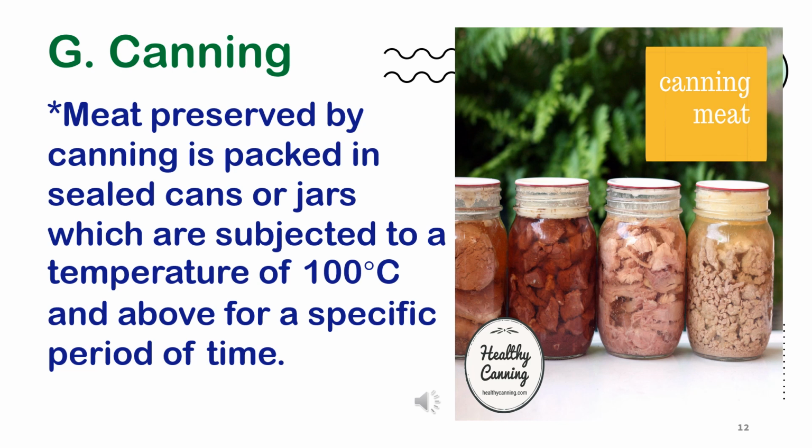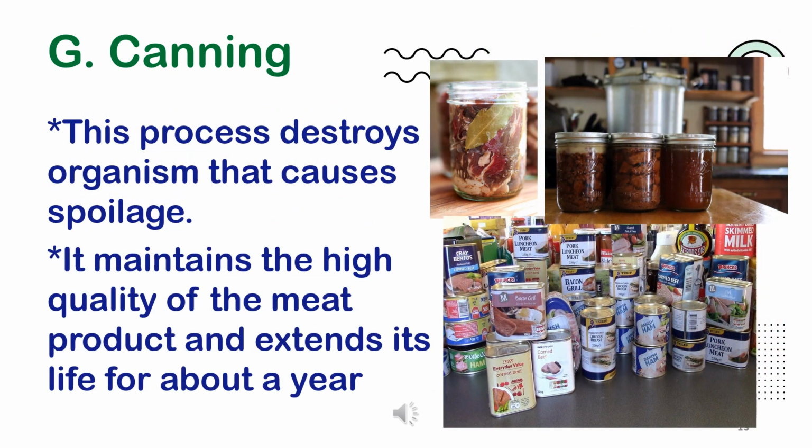G. Canning. Meat preserved by canning is packed in sealed cans or jars which are subjected to a temperature of 100 degrees Celsius and above for a specific period of time. This process destroys organisms that cause spoilage. It maintains the high quality of the meat product and extends its life for about a year.